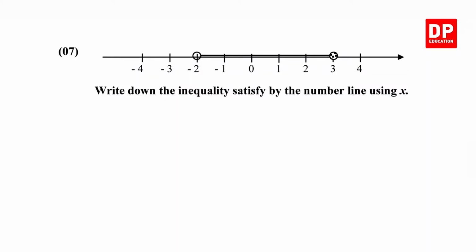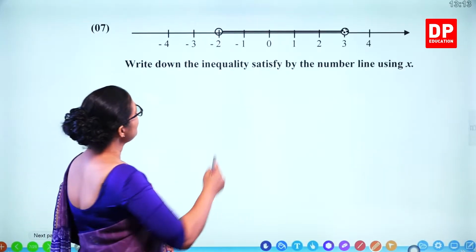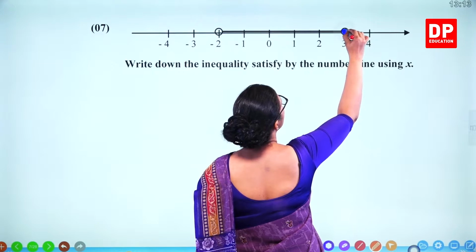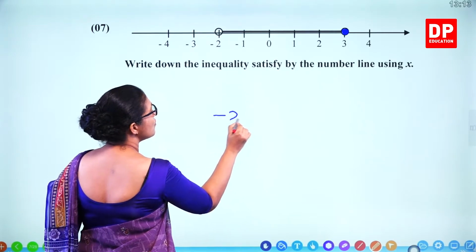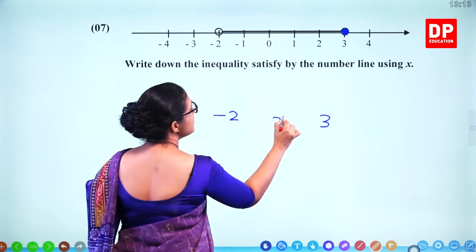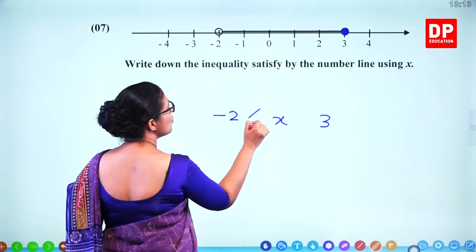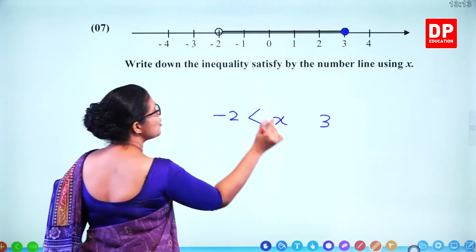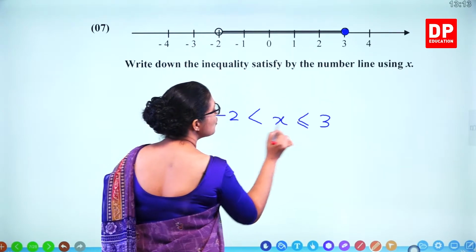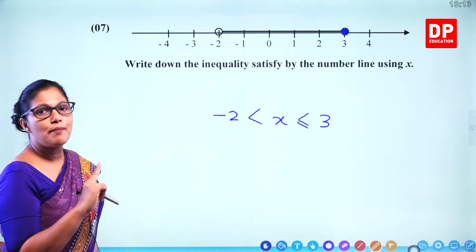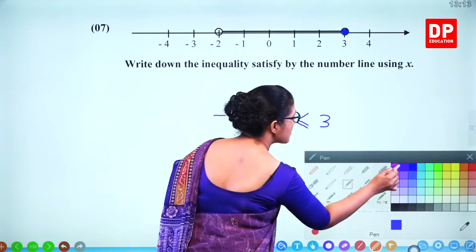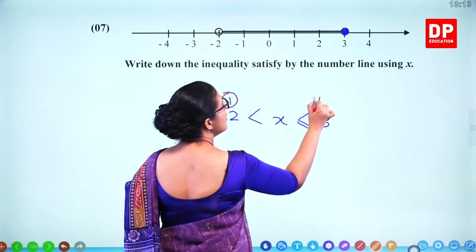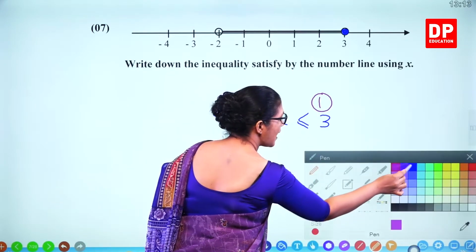Question number 7. Write down the inequality satisfied by the number line using x. Here this is shaded. And -2 is not shaded. So how do you write? You write down the 2 values and x is in between. This is smaller, so you write this way and not equal to -2, but this is equal to 3. So x is in between -2 and 3, but 3 is included. So you get 2 marks writing both the values correctly with the sign.